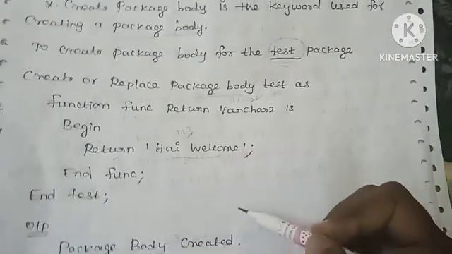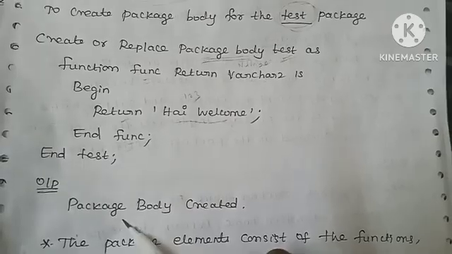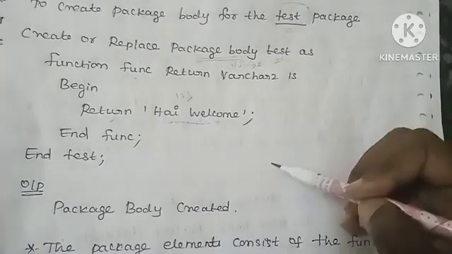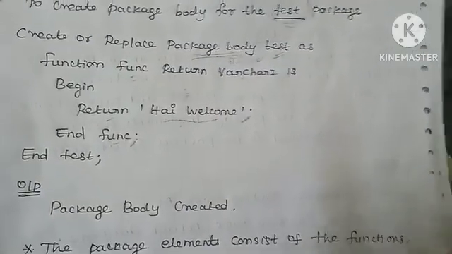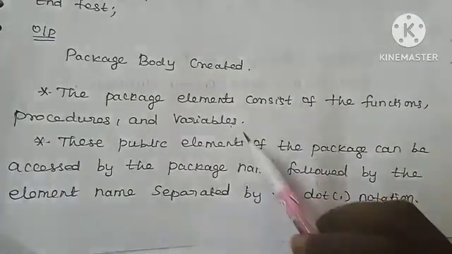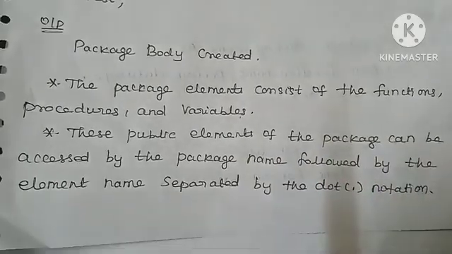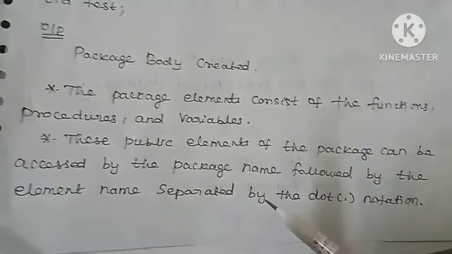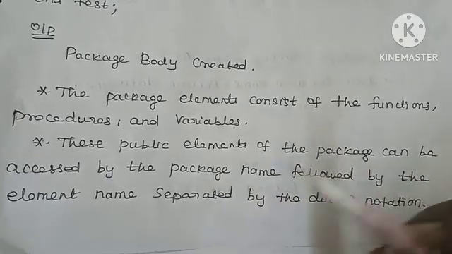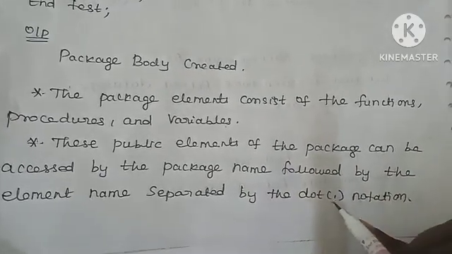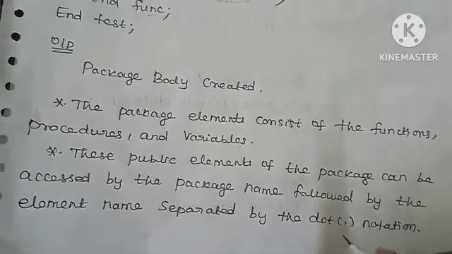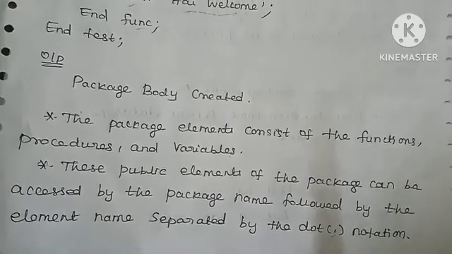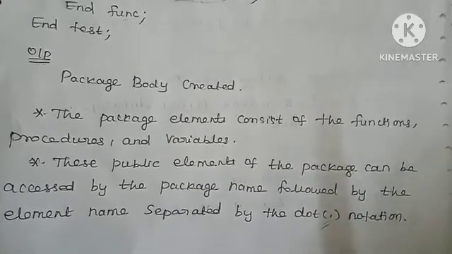This is our example. You can run this program. The package body is created. We can create the package declaration and then the package body. How can you access the package? The package elements consist of functions, procedures, and variables. We can access the package through the variables or functions. We use dot notation: the package name followed by the element name using dot notation. Using this syntax, we can access the package values.